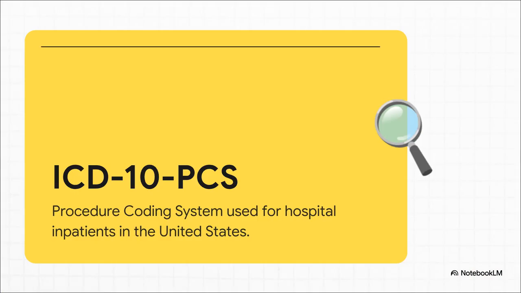So ICD-10 PCS stands for the International Classification of Diseases 10th Revision Procedure Coding System. We've been using this in the US since October 2015, and it really just has one very specific critical job. It's used exclusively to report procedures, services, and treatments for hospital inpatients in the United States. Basically, while diagnosis codes tell us why the patient is in the hospital, PCS tells us exactly what the facility did to treat them during that stay.